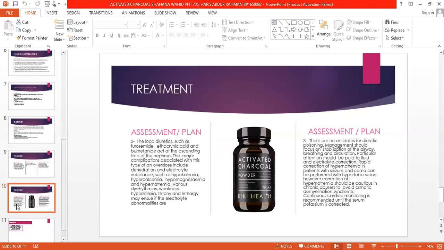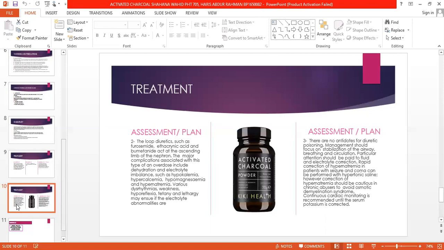The loop diuretics such as furosemide mainly have an effect on electrolyte imbalance and dehydration, such as hypokalemia, hypercalcemia, hypomagnesemia, and hyponatremia. These are the major problems that are encountered when someone ingests loop diuretics like furosemide. So what should be the strategy?